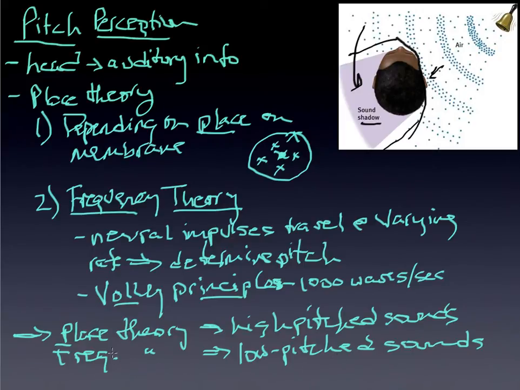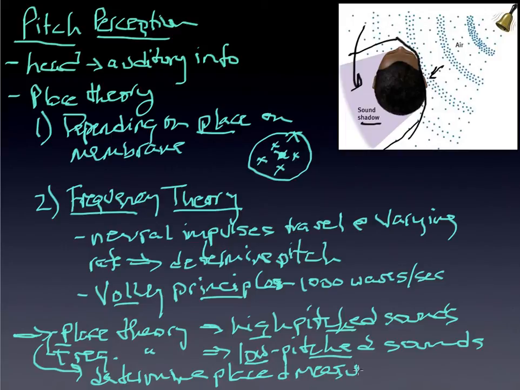So essentially when we're talking about, we've got high pitch, we've got low pitch, what happens about the middle range? And essentially what you have is an interaction between these two, so we're not only determining place on the membrane, but we're also measuring frequency. And both of those work together in middle range sounds in terms of helping us to understand the sound itself and what is the nature of it.